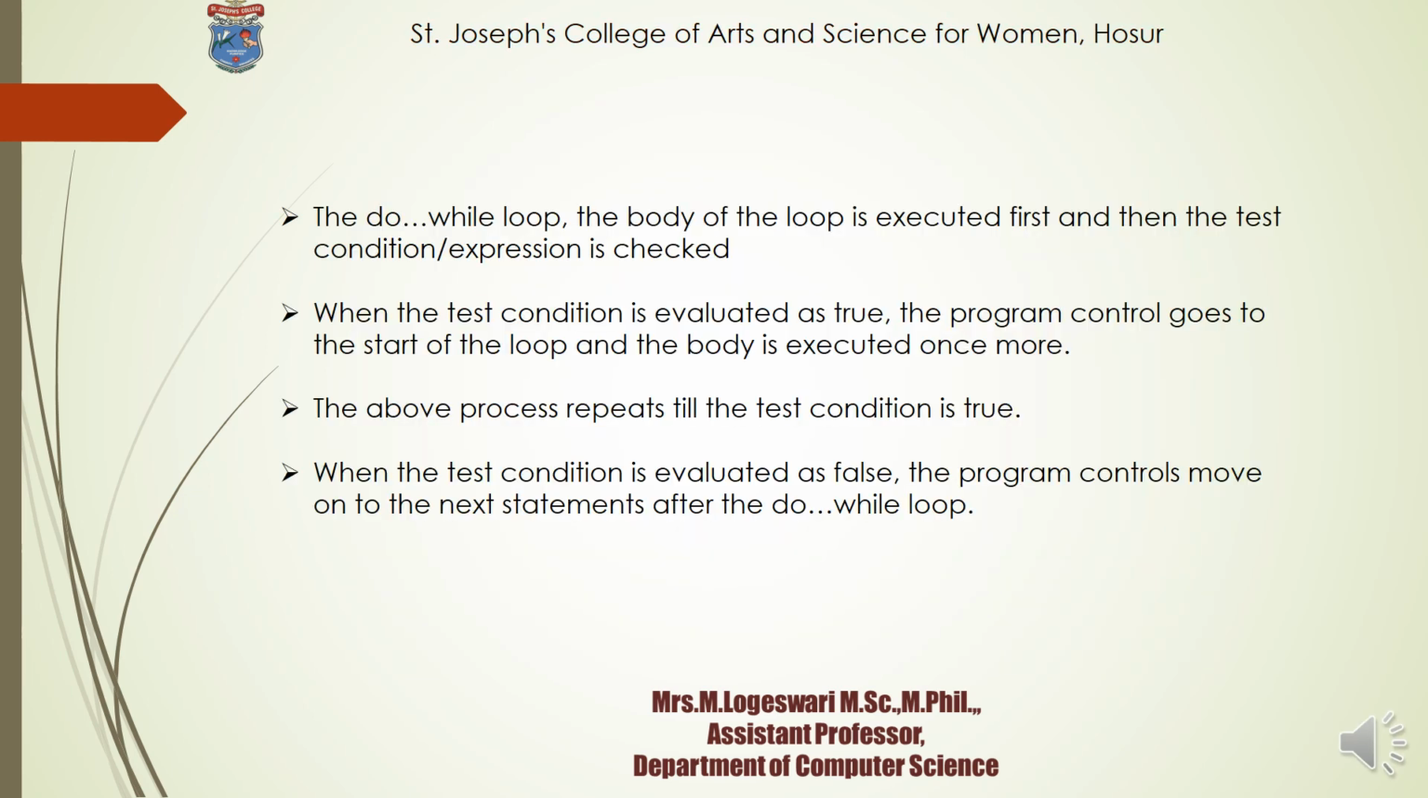Follow the do while loop. First the body of the loop is executed, after that the expression is checked. When the test condition is evaluated as true, the program control goes to the start of the loop and the body of the statement is executed. The above process repeats till the test condition is true. When the test condition is evaluated as false, the program control moves to the next statement after the do while loop.